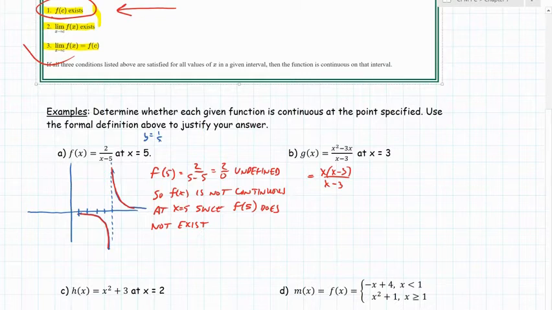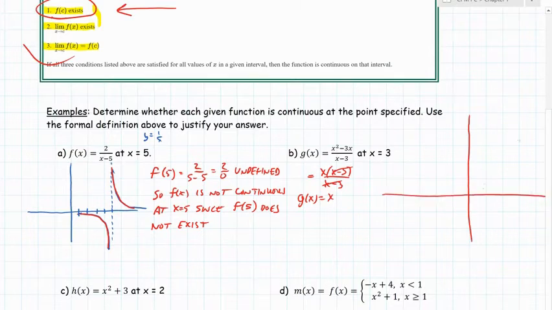Instead of having an asymptote, when we do cancel common factors, we just have the function g of x equals x. And so that's just the line y equals x, but there's a hole when x equals 3. So if we graph the line y equals x, and then we put a hole here at x equals 3, that's the factor that we canceled out. So whenever we have common factors in the numerator and denominator, that creates a hole. So this one has a discontinuity also.